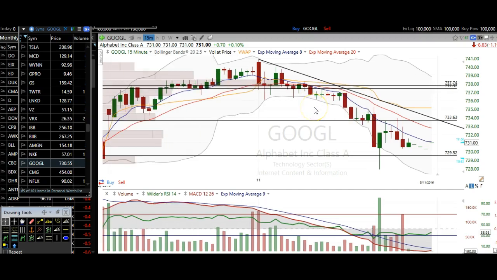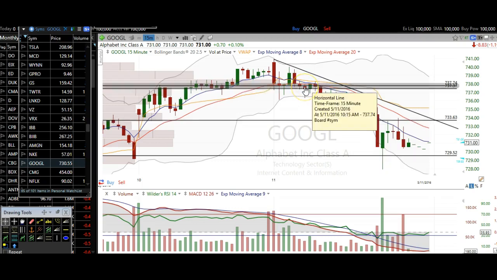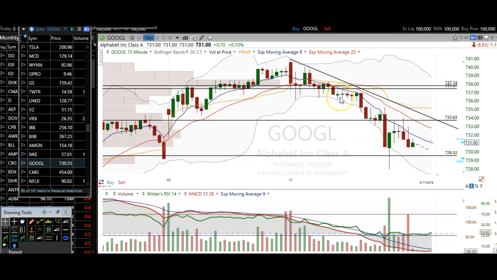And then we took profits at this support right here, which was 733.60. So that was a nice gain. If you took those weekly puts, some members profited nicely on those.